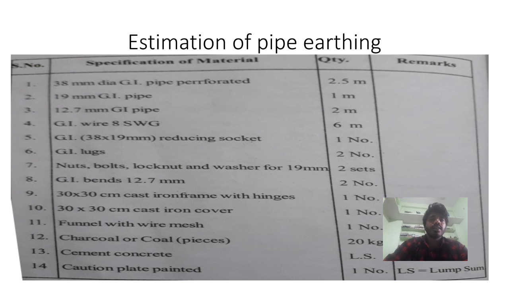GI nuts, bolts, lock nuts and washers of 19 mm. Eighth, GI bends 12.7 mm. Ninth, 30 into 30 cm cast iron frame with hinges. Tenth, 30 into 30 centimeters cast iron cover. Next, funnel with wire mesh. These are the materials estimated for pipe earthing.